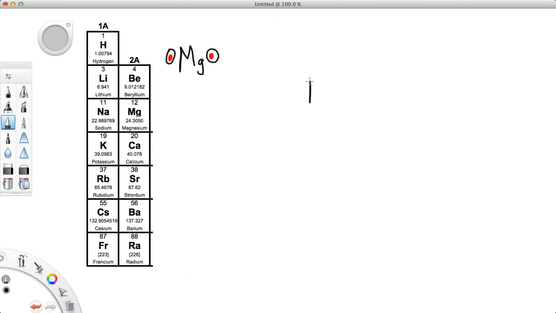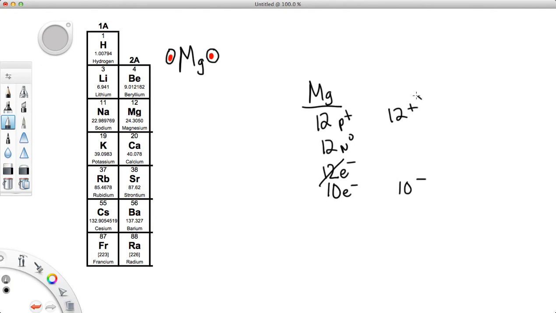When it does, magnesium as a neutral atom has 12 protons, 12 neutrons, and 12 electrons. It's going to lose the 2 valence electrons, bringing this down to 10 electrons, causing there to be 12 positives and 10 negatives. Overall, there's 2 more positives, so we're going to indicate it as Mg2 plus. And the same thing is true for everything in that group.